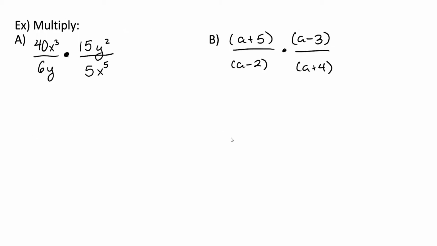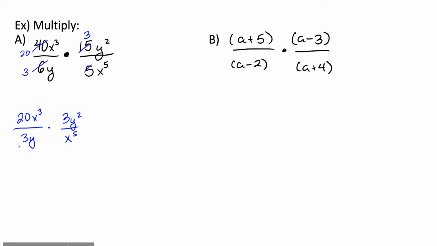Let's look at some examples now. A, we have 40x cubed over 6y times 15y squared over 5x to the 5th. There's some simplification we can do right away with our coefficients. We see 5 goes into 15 3 times, and we see 6 and 40 both have a common factor of 2. If we divide 40 by 2, we get 20. If we divide 6 by 2, we get 3. So we can start by rewriting these as 20x cubed over 3y times 3y squared over x to the 5th.